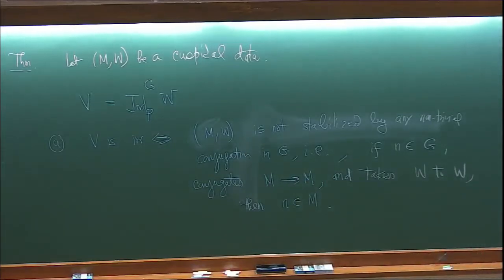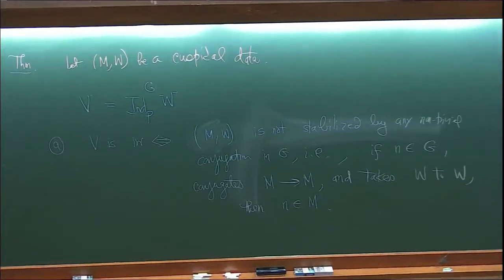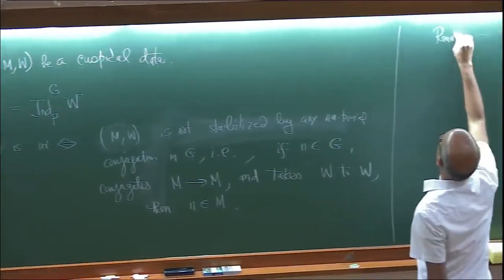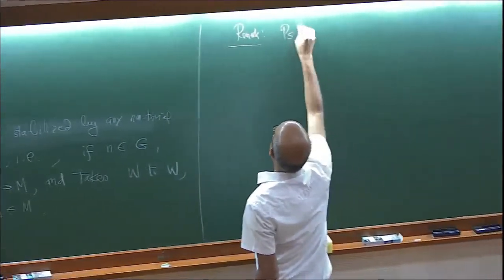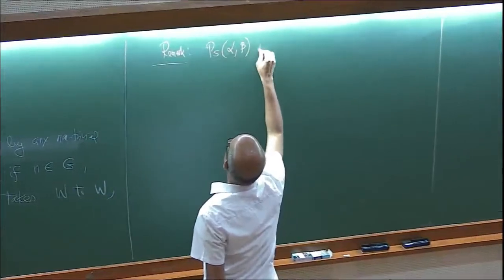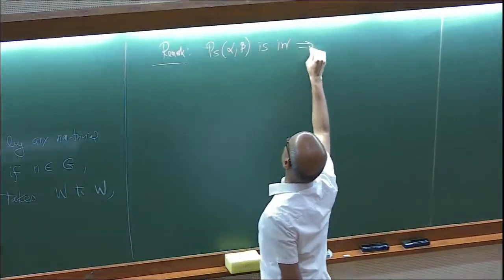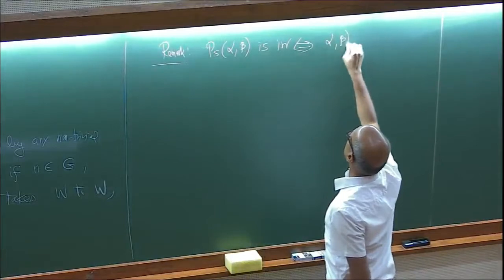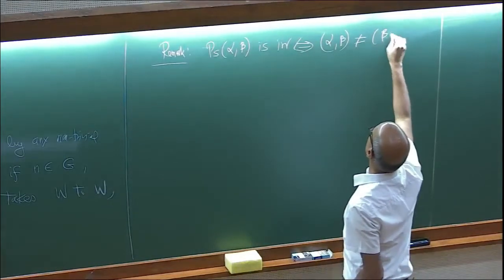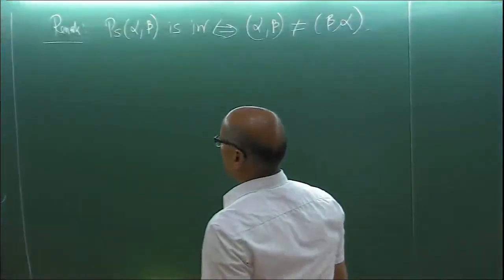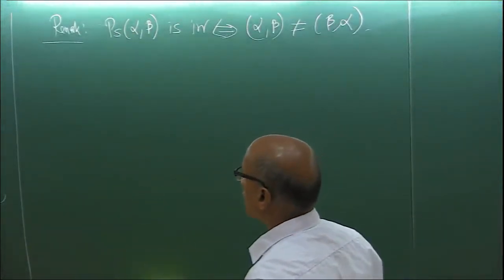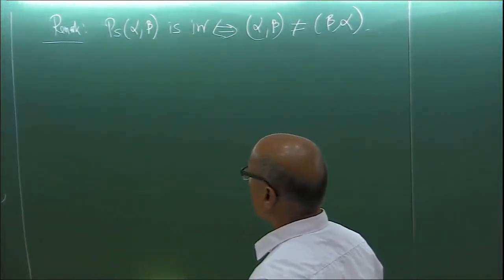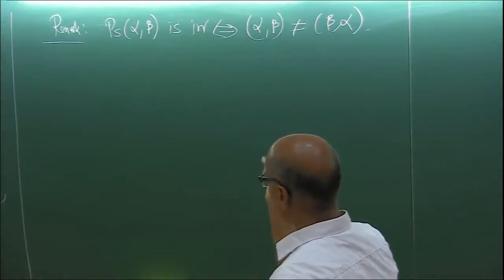So this is the theorem which is analogous to what I stated for GL2 of a principal series. Remark: I said that the principal series (alpha, beta) is irreducible if and only if (alpha, beta) is not equal to (beta, alpha). And this one is a more general form of the same theorem, and it's proved also by the same method as that is proved.